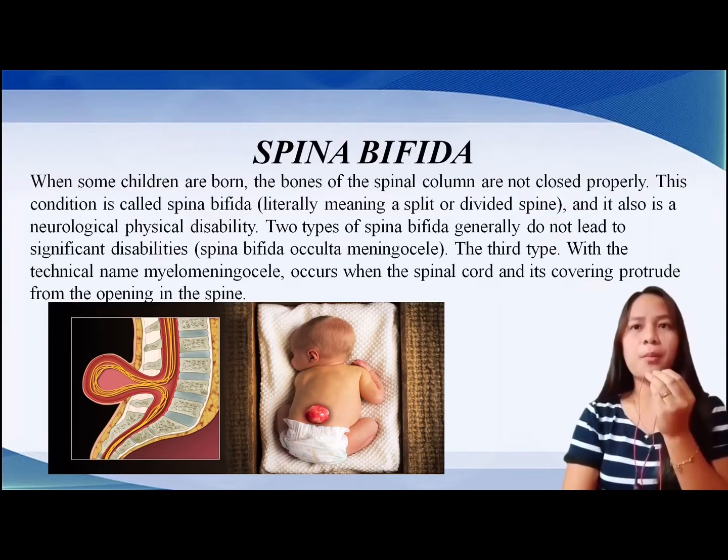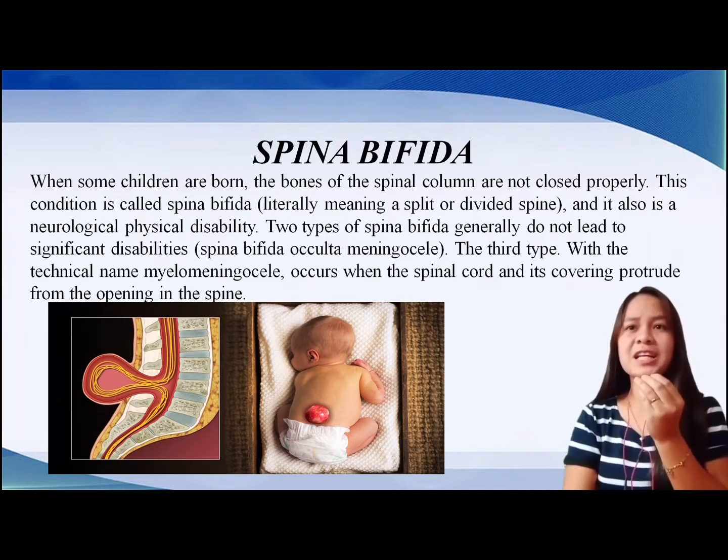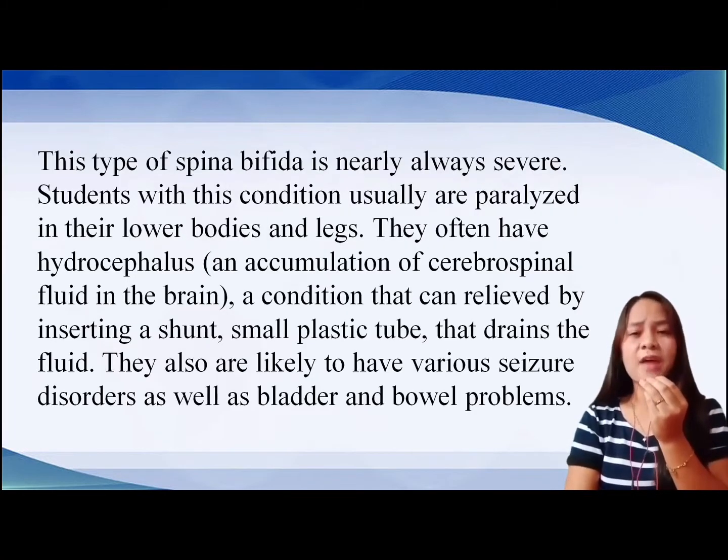When some children are born, the bones of the spinal column are not closed properly. This condition is called spina bifida, literally meaning a split or divided spine, and it also is a neurological physical disability. Two types of spina bifida generally do not lead to significant disabilities: the spina bifida occulta and meningocele. The third type, with the technical name myelomeningocele, occurs when the spinal cord and its covering protrude from the opening in the spine. This type of spina bifida is nearly always severe.